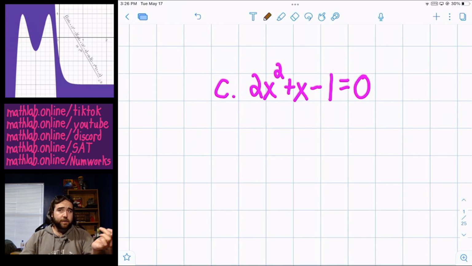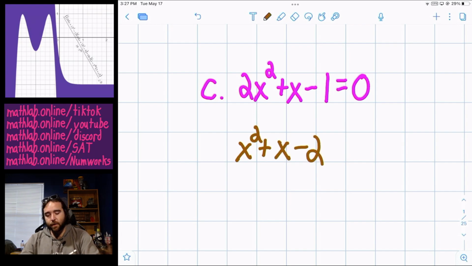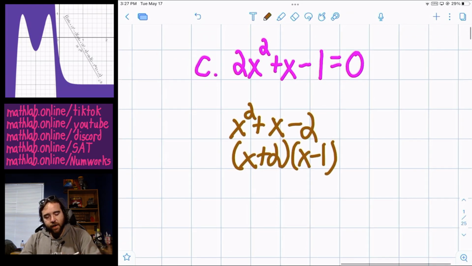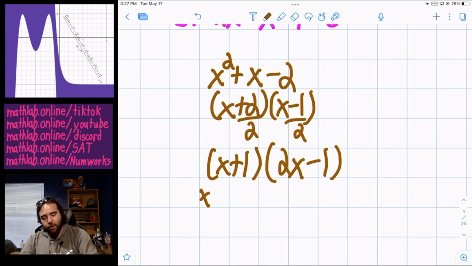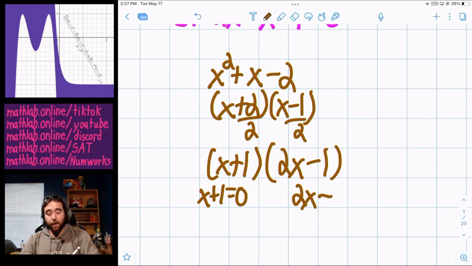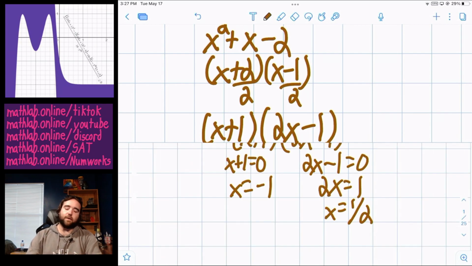So now we factor. Can we factor? We can. So I use the Richmond method whenever there's a number right here. So I multiply that number by the back. So it becomes x squared plus x minus 2. And then I factor normally, x plus 2, x minus 1. And then I divide by that original number in front. So that becomes x plus 1 and 2x minus 1. So I get my answers. I go x plus 1 equals 0 and 2x minus 1 equals 0. So 2x equals 1 and x equals 1 half, and x equals -1.